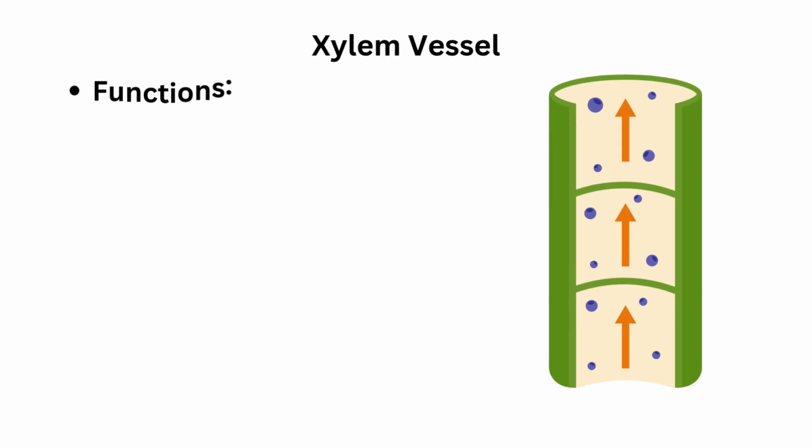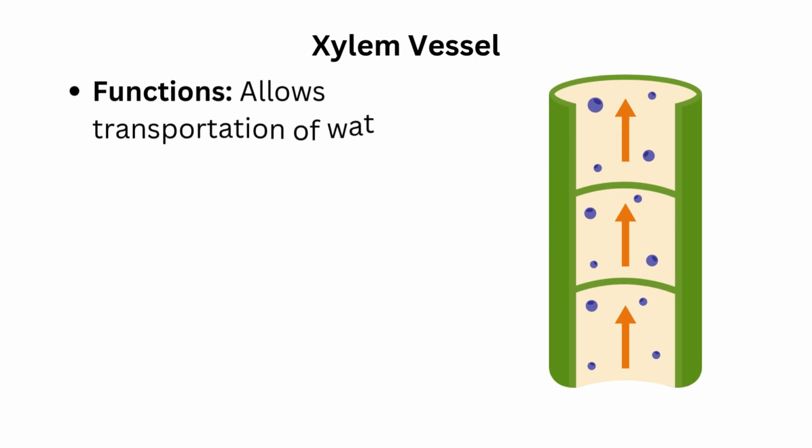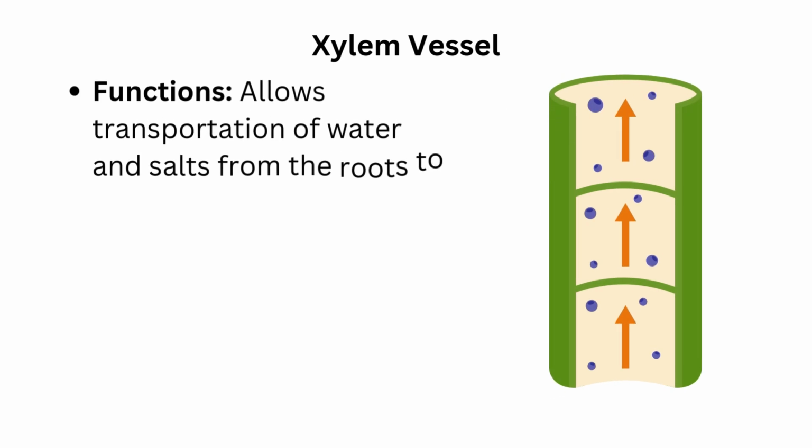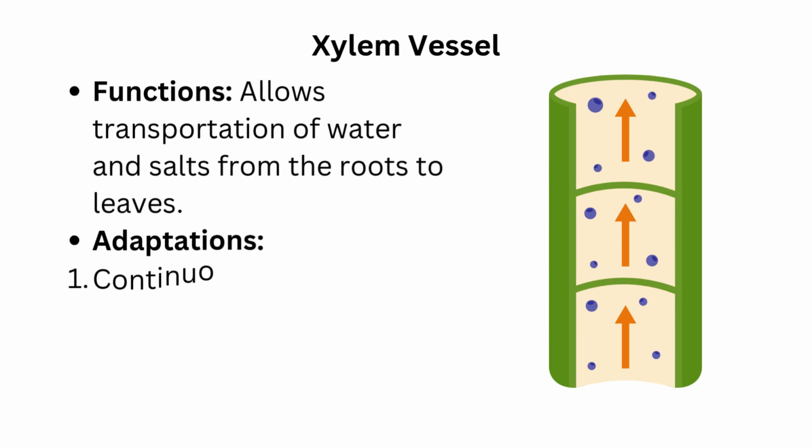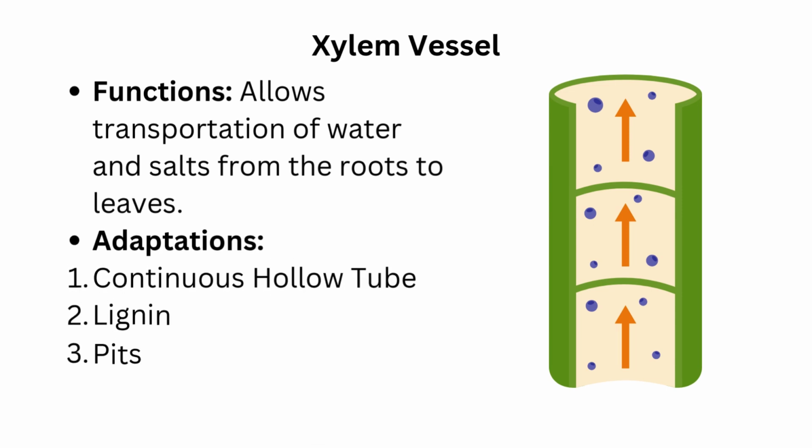And then we've got the xylem vessel. This allows transportation of water and salts from the roots to the leaves. The adaptation, a continuous hollow tube with no cell membrane, no cytoplasm or nucleus, and no walls between the cells to allow transportation of water and salts from roots to leaves upward with little resistance. Lignin, which is impermeable to water to support the plant, and pits to allow lateral movement of water.